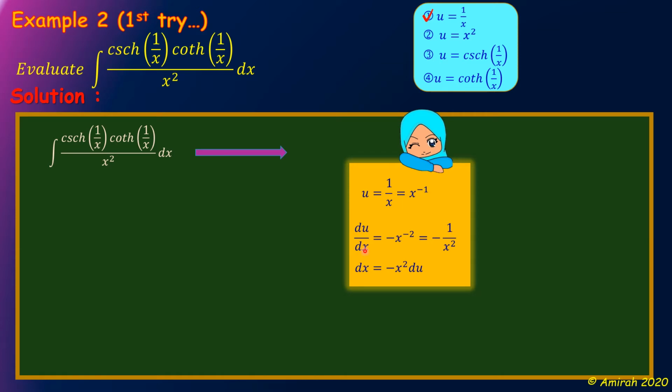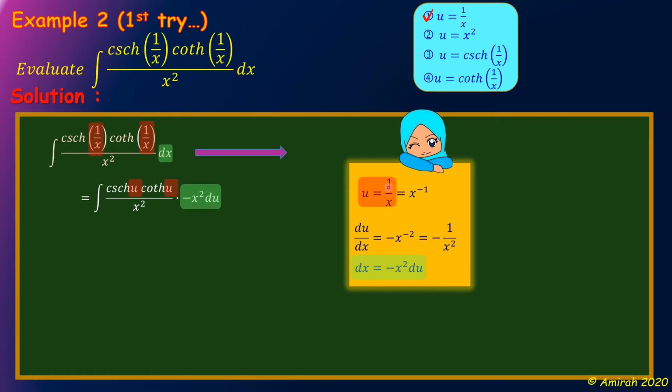How to write dx as the subject? We just cross multiply. We multiply du by negative x squared, so we get negative x squared du, and then 1 times dx equals dx. After that, we substitute back into the given question. We just substitute u and dx only, into the given question.